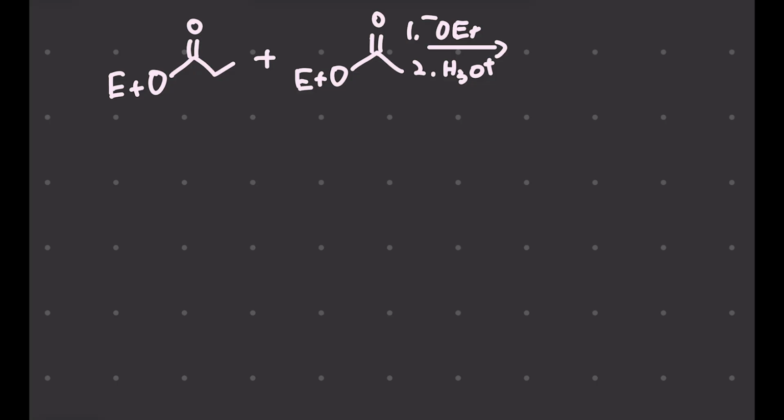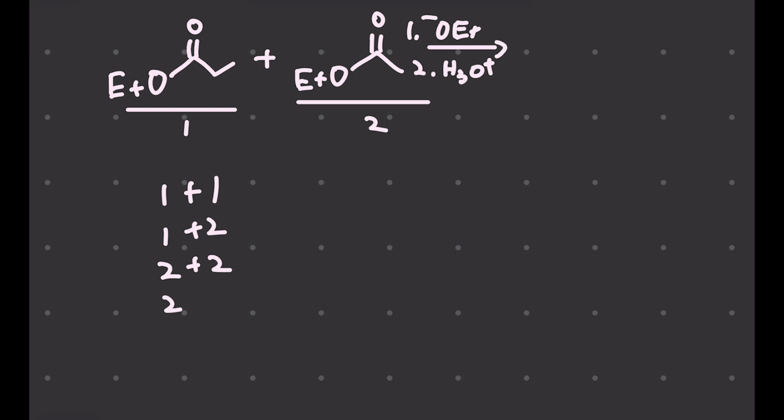So similar to crossed aldol reactions, there is a problem of many possible products. If we call this reactant 1 and this reactant 2, 1 can react with itself and 1 can react with 2. 2 can react with itself and 2 can react with 1. So we're going to get 4 different products here if we were to do this exact reaction as shown.